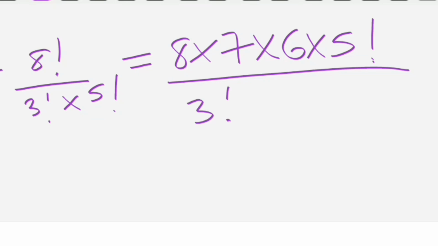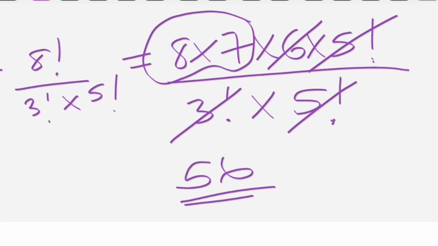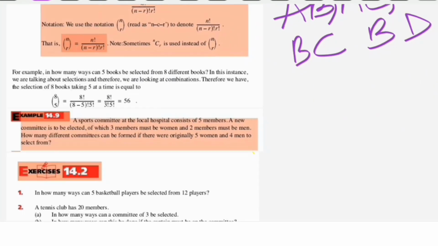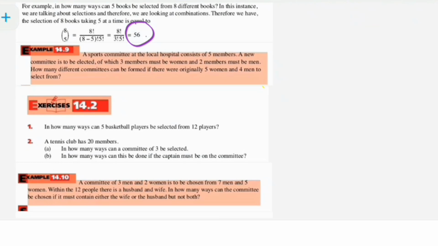Then 3 factorial times 5 factorial. You can see that these two can cancel out. Now 3 factorial means 3 times 2 times 1, which is 6. So this 3 factorial can cancel this 6. The final number you're going to have is 8 times 7, which is 56. That means you have 56 ways of choosing 5 books from 8 books. So that's how this answer was obtained. I hope you understand that part. So let's check something else.